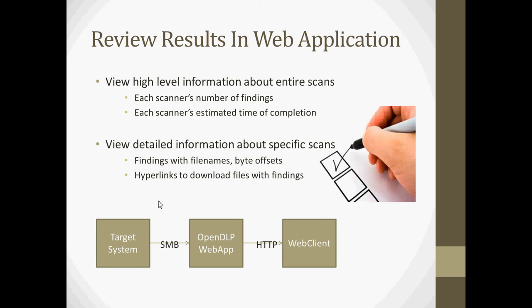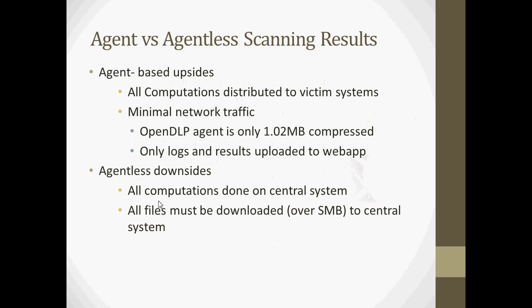Review results in the web application. When scanning, view high-level information about entire scans, each scanner's number of findings, each scanner's estimated time of completion. View detailed information about specific scans, findings with file names, byte offsets, hyperlinks to download files with findings, agent versus agentless scanning results, agent-based upsides or agent-based advantages.